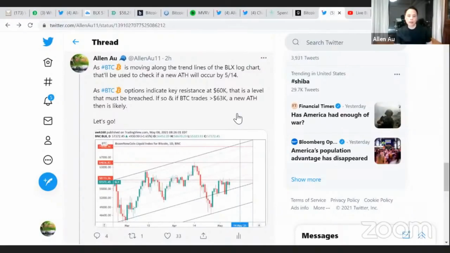According to the BLX log chart, the reason I'm using that is because of the trend lines. I use the auto clone function of TradingView to clone all the trend lines, and you can see Bitcoin has been following that very closely, surprisingly. So I'm using that to determine the price action of Bitcoin.